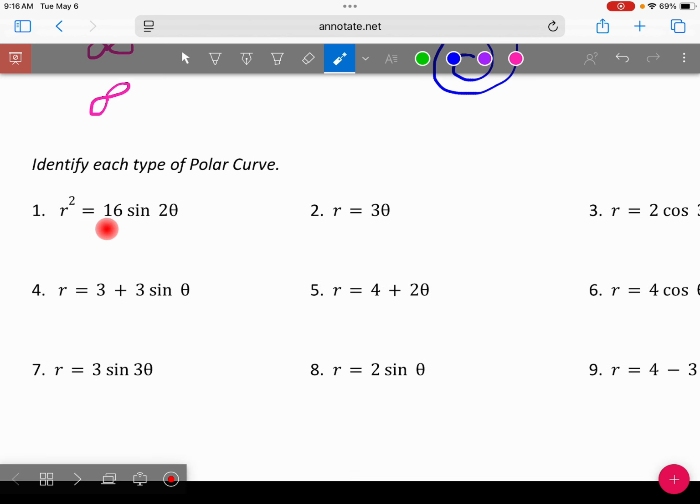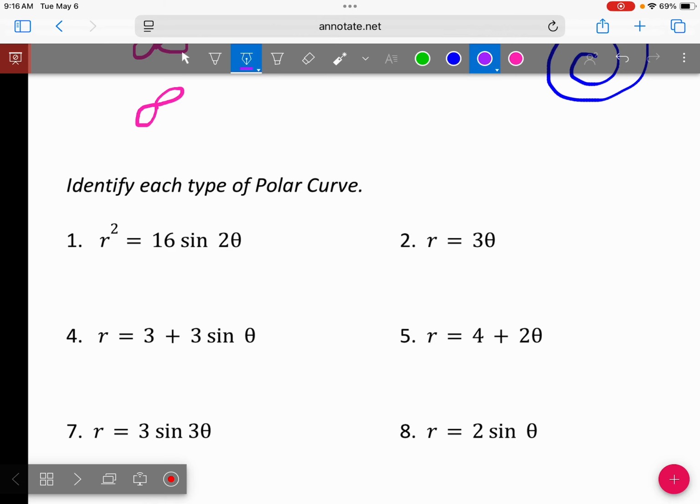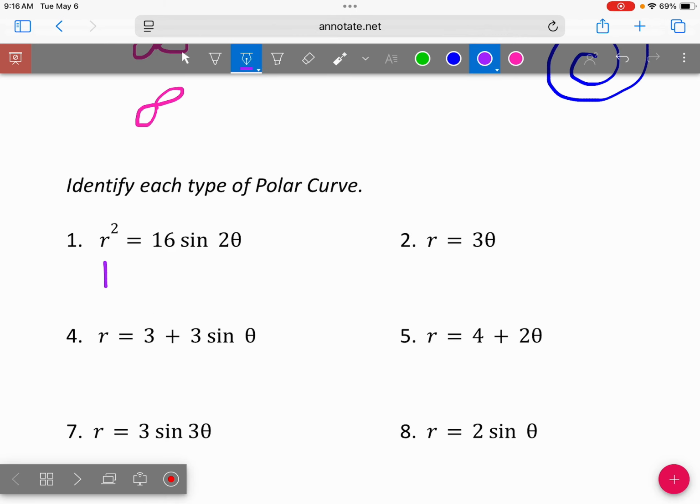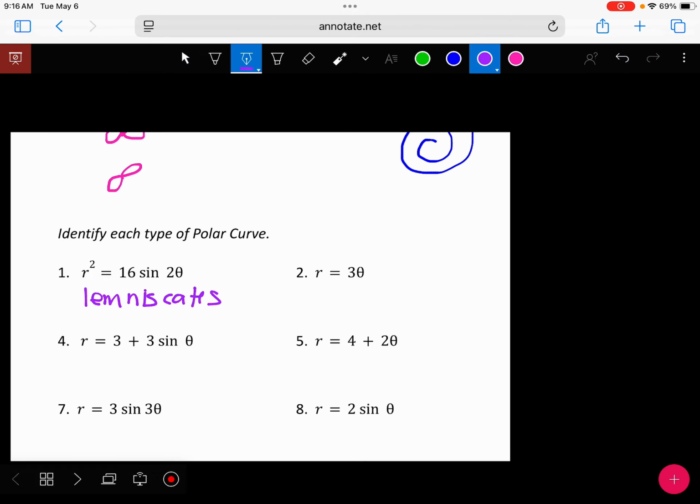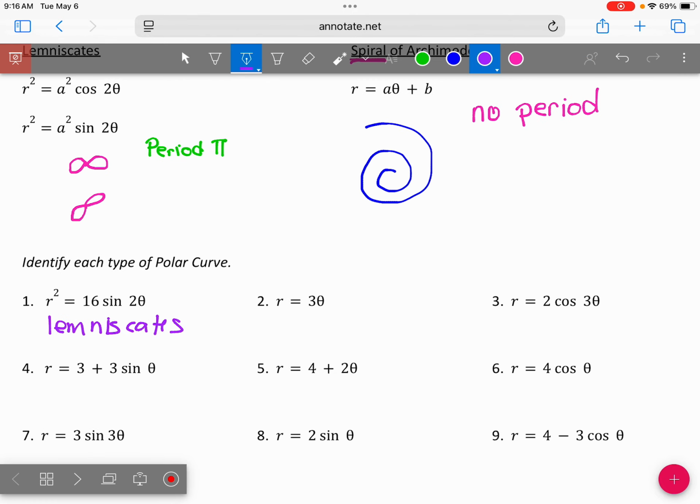So let's look at number 1 down here. What shape is this one going to be? The lemniscate, because it's got the r squared. How about number 2? What's that one going to be? Spiral of Archimedes, because it does not have a trig function.